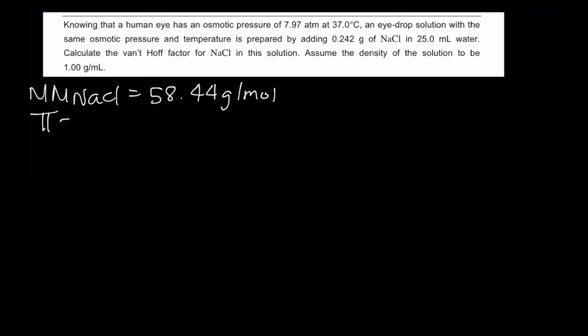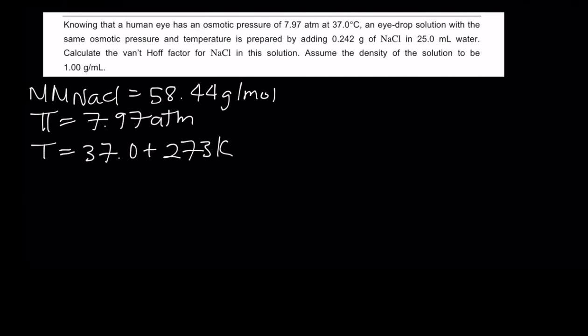The osmotic pressure given in the problem is equal to 7.97 atm. And the temperature, which is given in Celsius, has to be converted into Kelvin. So that will be 37.0 plus 273 Kelvin, and that is equal to 310 Kelvin.